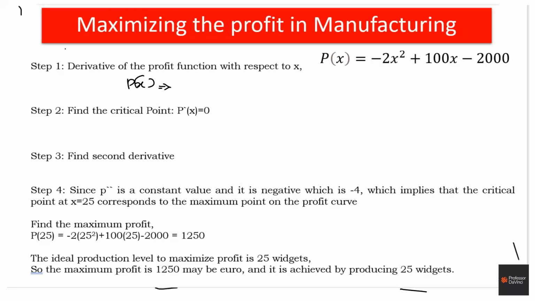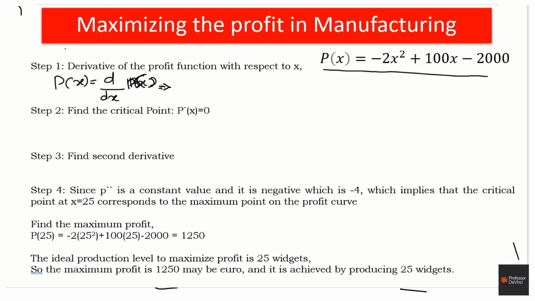How do these derivatives help in real life? Let us take maximizing profit in manufacturing, as said earlier. We have the profit function p of x equals minus 2x square plus 100x minus 2000. We need to find the derivative, the first derivative, that is d by dx of p of x.